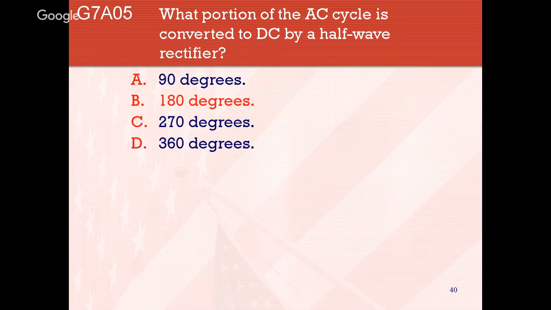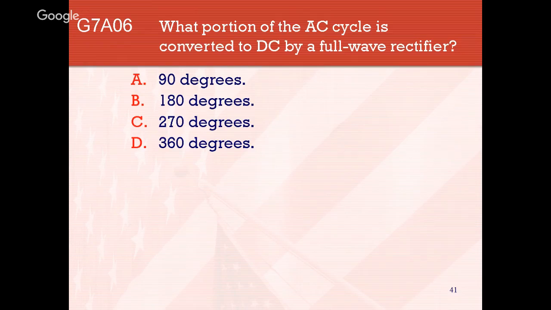So half of that is 180. What portion of the AC cycle is converted to DC by a full wave rectifier? And I just pretty much gave you that answer: all 360 degrees of the AC cycle. That's starting from the zero point, going all the way up, and then coming back to the zero point again, and then going down and coming back up to the zero point. That is a full cycle, and it's 360 degrees, just like it's going around in a circle.